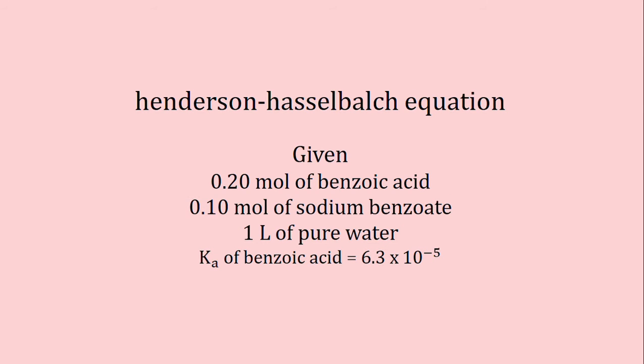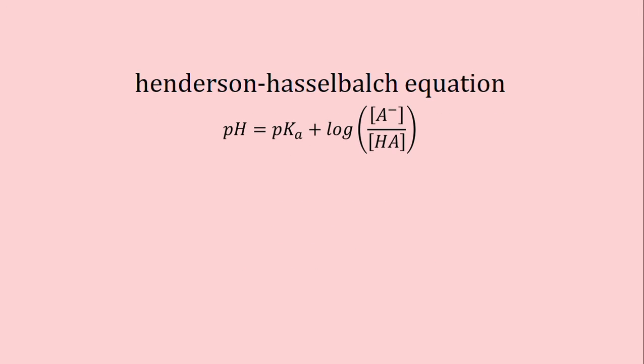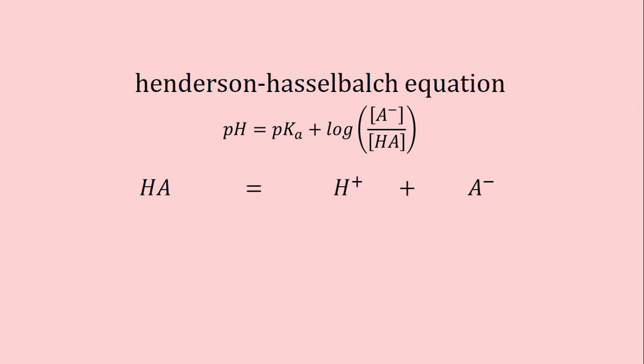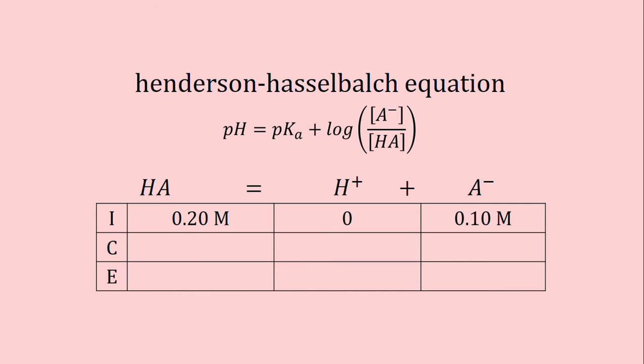We have the following given data. First, let's write the equilibrium equation. We'll represent the acid with HA, which will be in equilibrium with H plus and A minus, which represents the conjugate base. We will now proceed to the ICE table. The acid, as given, has an initial of 0.2 molar. The H plus is initially 0, and the conjugate base has an initial of 0.10 molar.